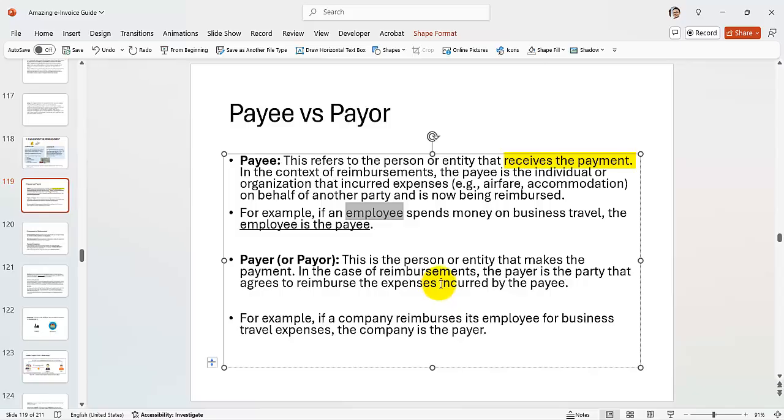So let's say I send my corporate salespersons to go and meet clients. So there is the toll or the accommodation. The accommodation is an expense my salesperson pays first and later claims back. So my employee is the payee and I am the payer as a company. The one who pays is called the payer. The one who receives the payment is called the payee.